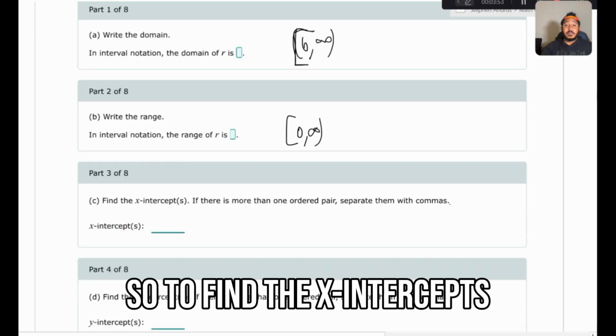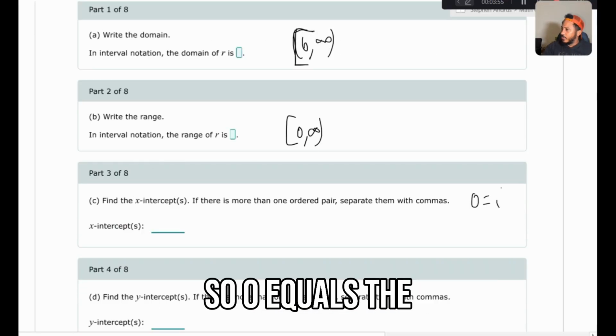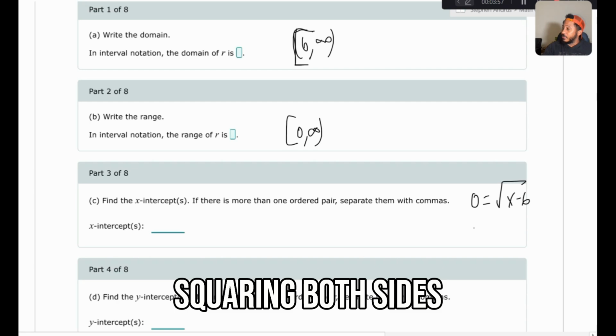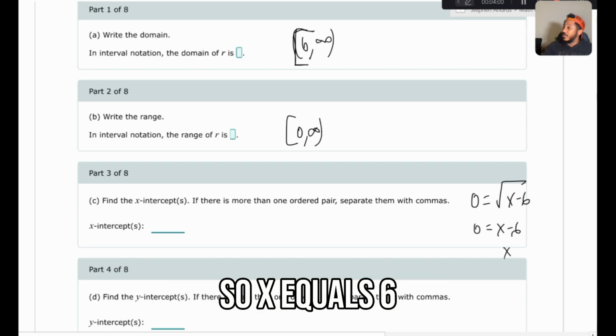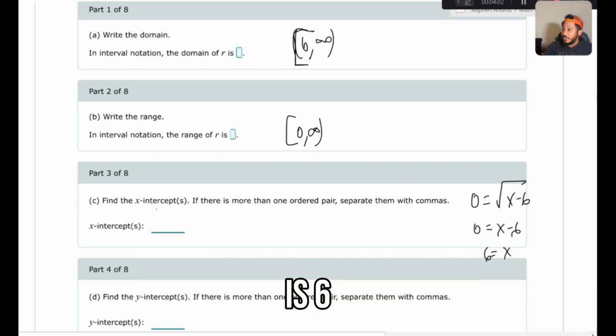X-intercepts, we define x-intercepts, set it equal to 0. So 0 equals the square root of x minus 6. Squaring both sides, 0 equals x minus 6. So x equals 6. So that's our x-intercept is 6, 0.